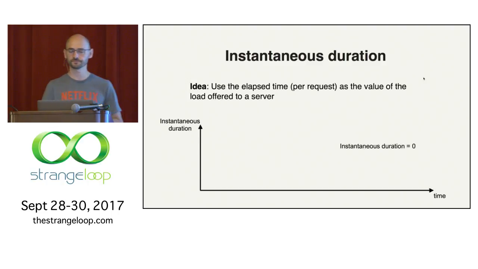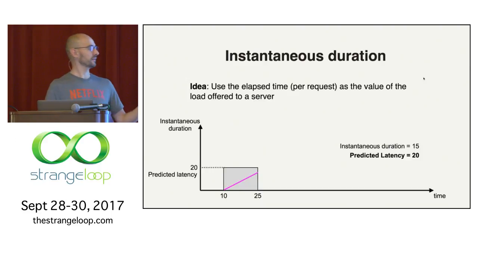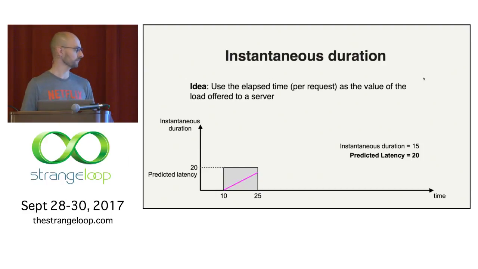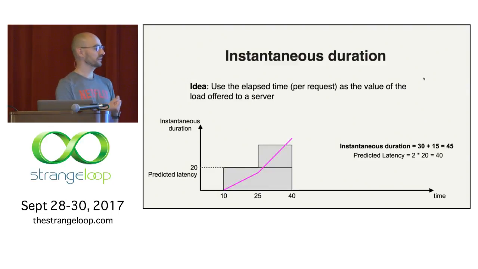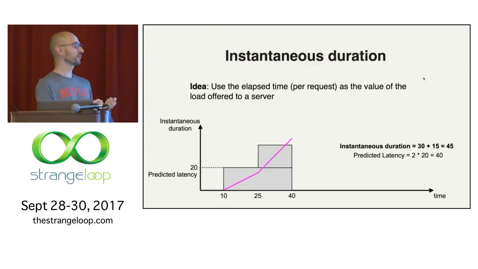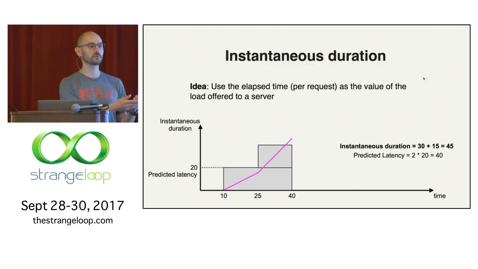So the idea is pretty simple. We use the elapsed time per request as the value of load offered to a server. So if at t equal 10, I send a request, at t equal 25, I estimate that the server has consumed 15 milliseconds of latency, 15 milliseconds of work, that could be CPU or anything. So that's my estimation at that time, 25, of the load consumed by the server. If I send another request to the server, at t equal 40, I estimate that the server has consumed 30 milliseconds of CPU for the first request, and 15 milliseconds of CPU for the second request.